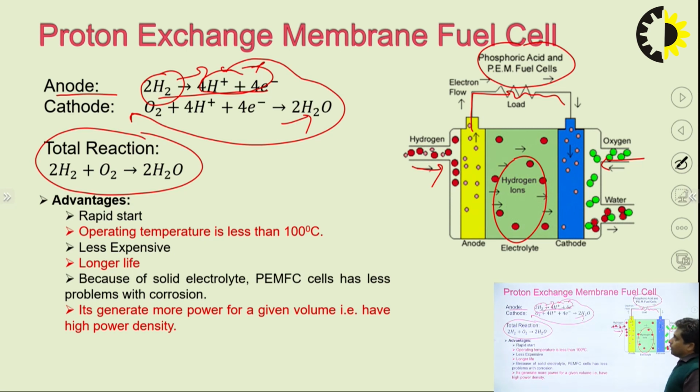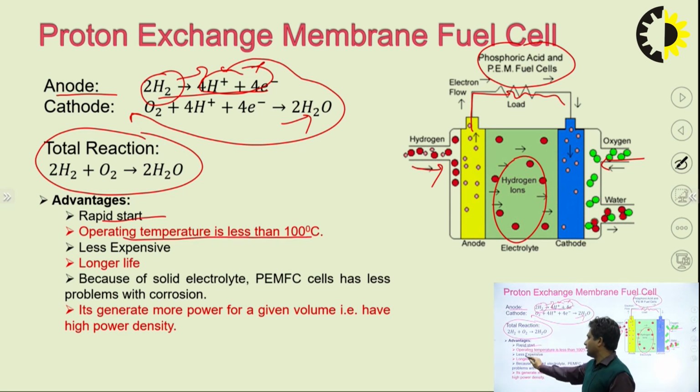There are some advantages we can describe here, because this is a very important cell. They start rapidly, the operating temperature is less than 100 degrees, they are less expensive, and they have a longer life compared to other fuel cells. They generate more power for a given volume, that is, a high power density.